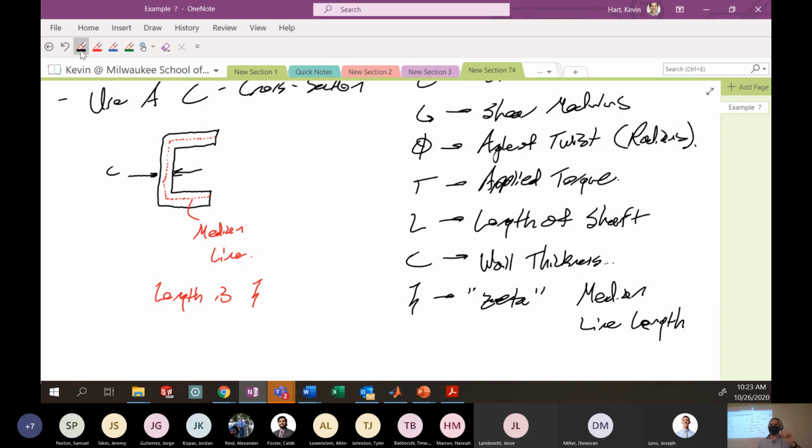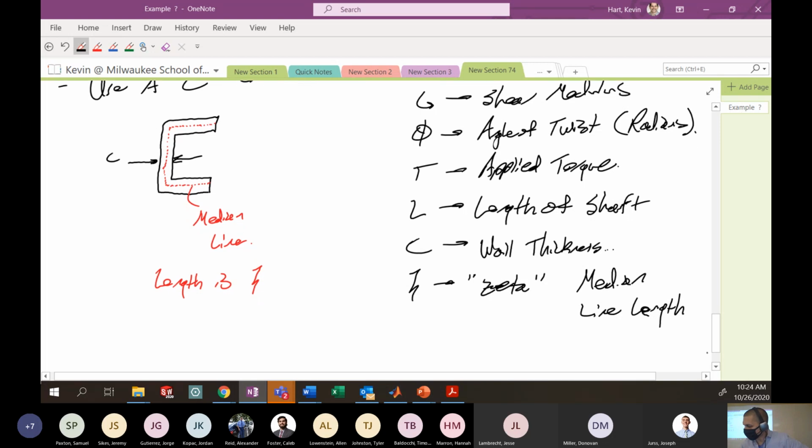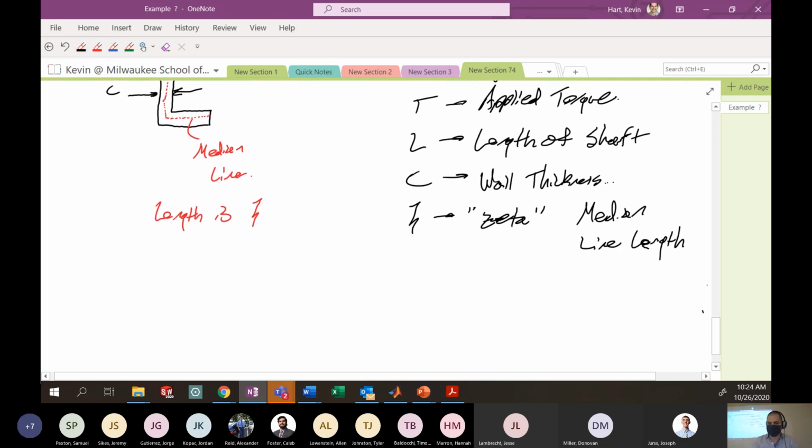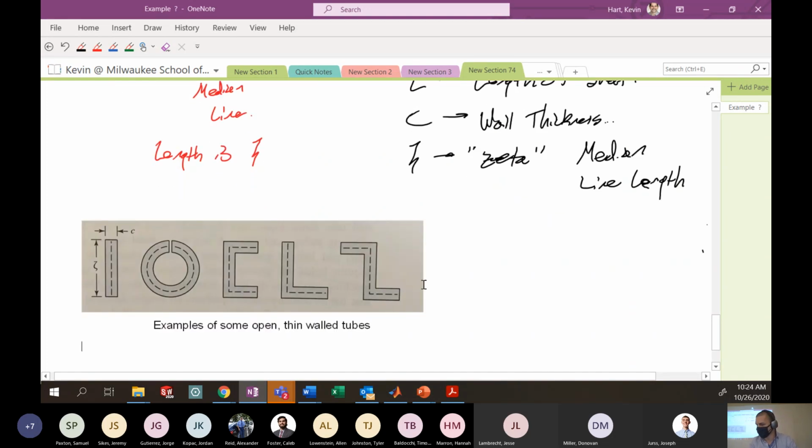Depending on your open cross section, you're going to have a different value of zeta. Some cross sections that you might want to think about for this variable zeta are examples that look like this. This comes from your Shigley book, and this picture is also in the notes, so you can take a look at that. For a straight thin rectangular cross section, c is just the thickness and zeta is this length.